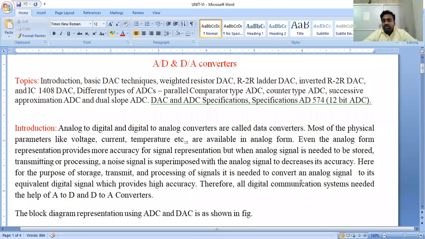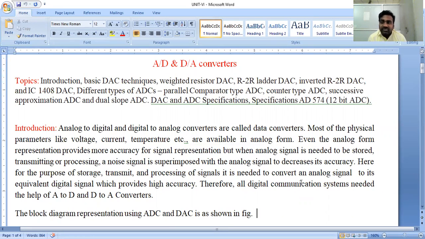So what is the main purpose of doing this data conversion? We have to transmit the signal or process the signal mostly. In order to transmit and process the signal, the noise of the signal has to be eliminated, because if there is noise in the signal, it cannot be transmitted or processed properly. So in order to eliminate noise and improve the performance of the signal, we are using these conversion techniques.